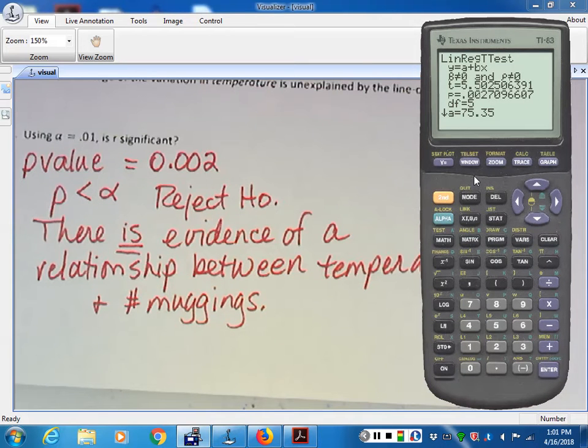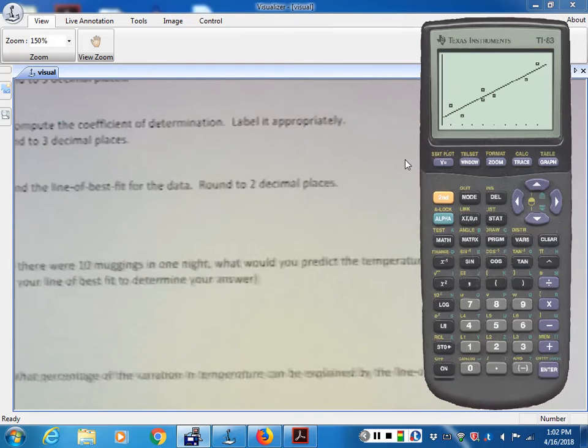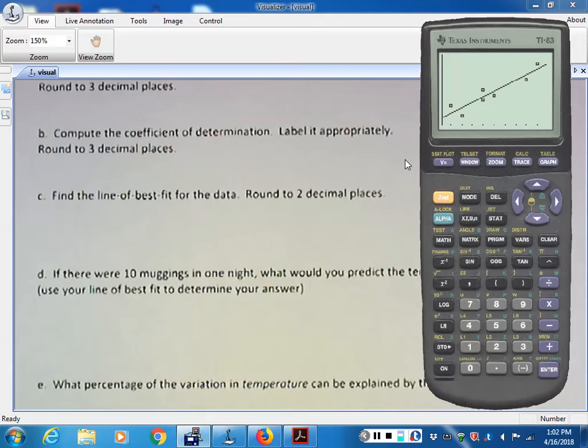Now, since I changed the scatter plot, I'm going to change back to zoom 9 again, so that it will refit to the new set of data. You see there's no outlier. How much better does that line actually fit with those points? Looks like it fits a lot better. That means when we go back and do all these things, we're going to have different numbers.